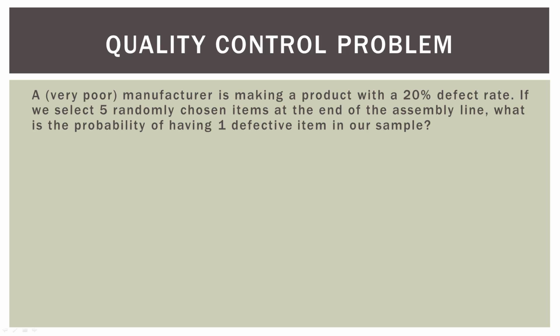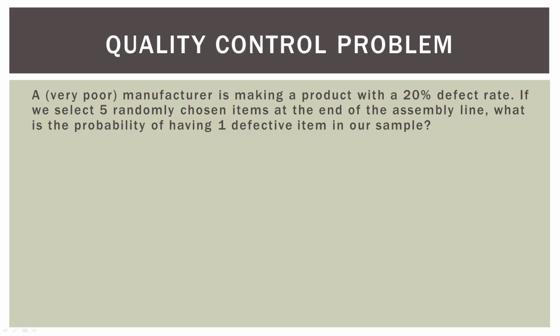So let's take this further and look at another problem. Okay, and this will get towards our final problem. So a very bad one, a manufacturer is making a product with a 20% defect rate. So 20% of the product being produced is defective. That's bad. Now, if we select 5 randomly chosen items at the end of the assembly line, what is the probability of having 1 defective item in our sample?